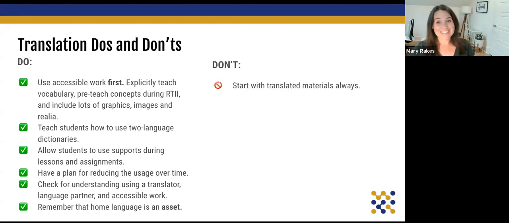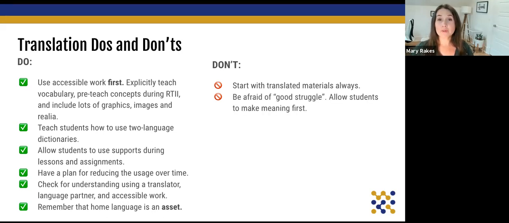Some don'ts for translations: we don't want to always start with translated materials. We're not going to just start giving them things that are translated at the very beginning, because we want to encourage them instead to use all of their tools for language acquisition. We don't want to be afraid of good struggle. So we want to allow students to make meaning first, to really get into the English and to look at the content in a different way. So don't be afraid of a little bit of good struggle.